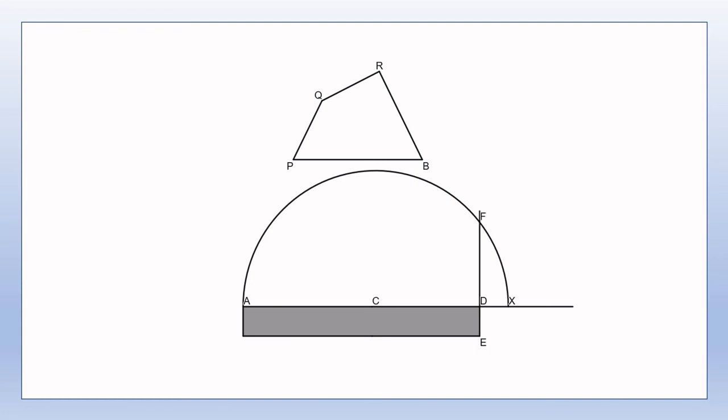Produce line ED sufficiently far to intersect the circle at the point F, and then using Proposition 46 of Book 1, construct the square on DF. The square DFGH has the same area as the original shape PQRB, and this completes the construction. Therefore, the side length of this square can be thought of as the square root of whatever number represents the area of the polygon PQRB.